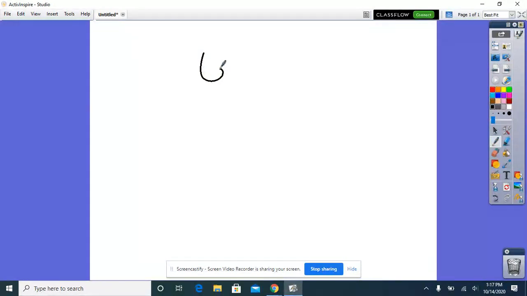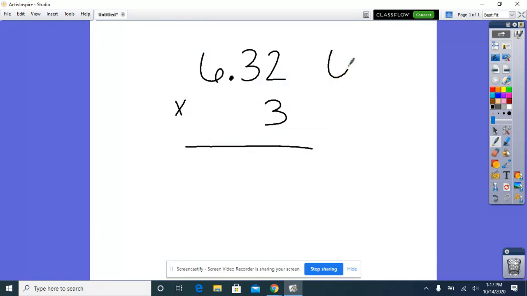So sometimes they'll already have it stacked for you. Like in this case, we have 6 and 32 hundredths multiplied by the whole number 3. So we have to remember our steps. Our first step in multiplying decimals is to take out the decimal. So I'm going to just get rid of that decimal, take it out. I'm going to rewrite it over here just so we know where our decimal was. So we're just going to do 632 times 3.